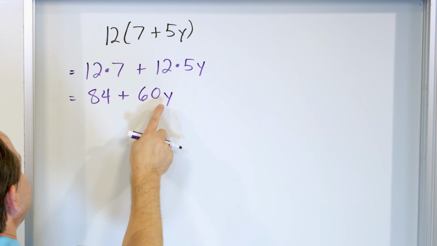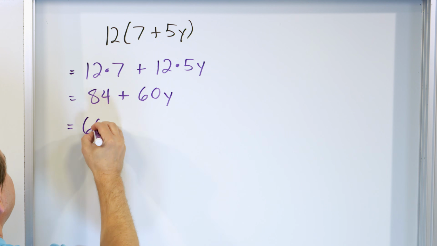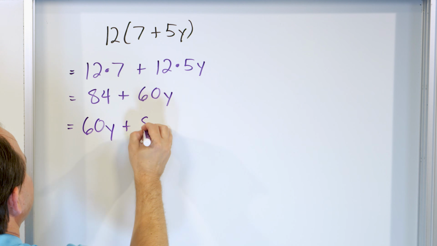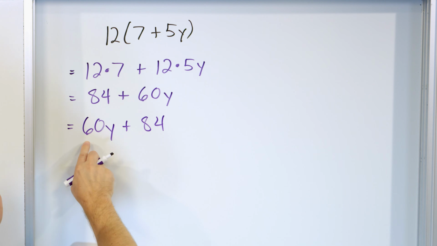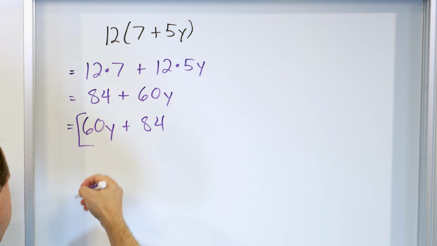Now I'm going to flip the order of this because I want the term with the variable first, usually. It's not super wrong if you don't do that, but this is generally more correct. 60y plus 84. Final answer.